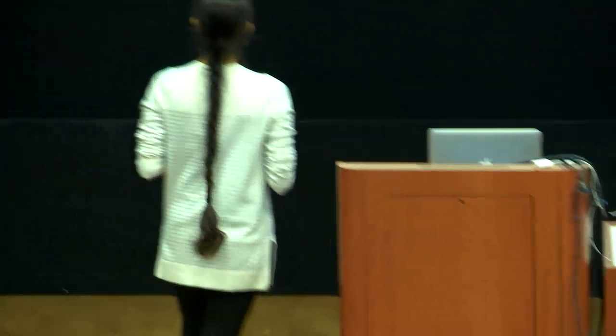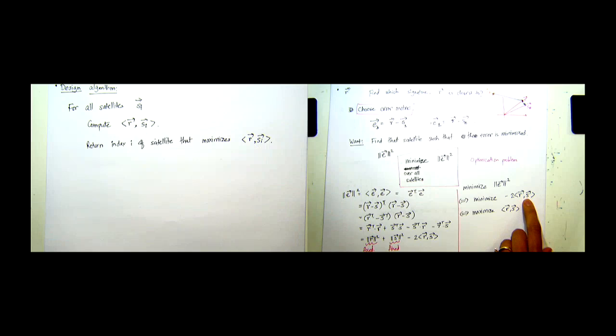Yes? Is the quantity negative 2 times the inner product of R and S bounded by something? I'm assuming it can't be smaller than the magnitude of R and S. So you're saying that, yes, this is going to be upper bounded by the product of the magnitudes, by the Cauchy-Schwarz inequality that we just talked about. Yep. The question was, is this quantity fundamentally bounded? Other questions? Yes?